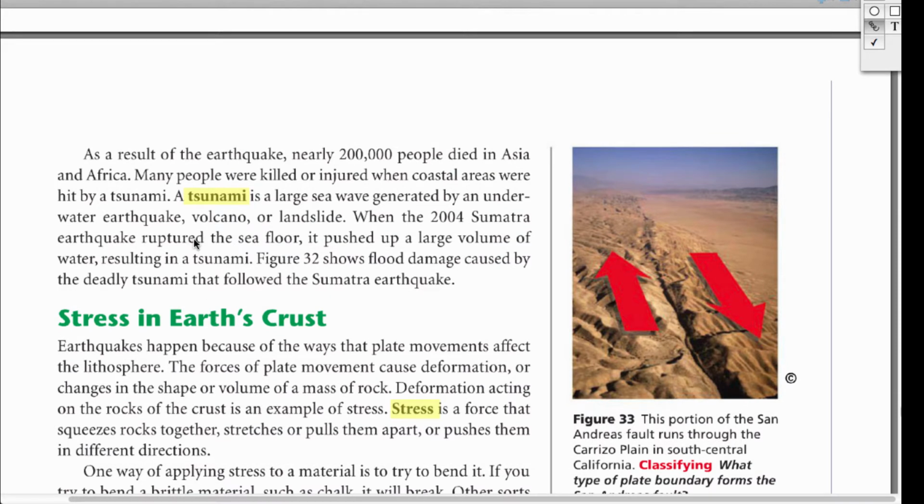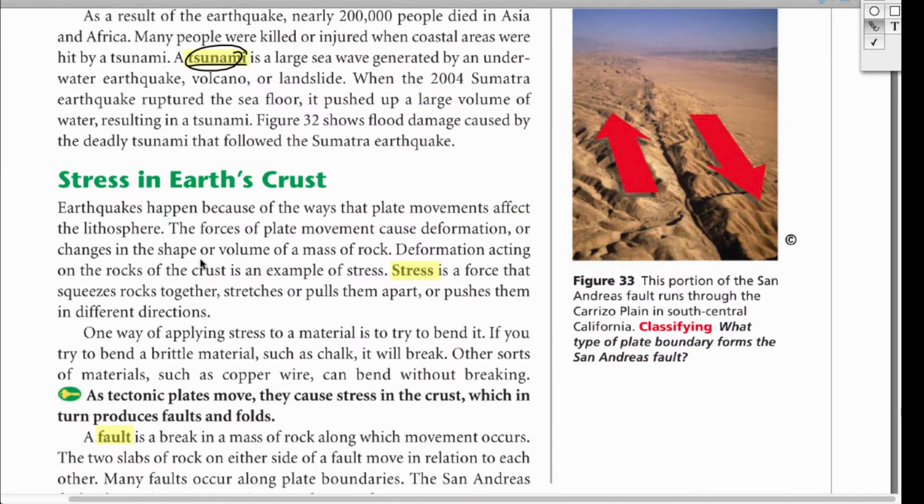If the waves happen in a large body of water, that can create a large movement of water. We know that is called a tsunami. Okay? So here's the idea.